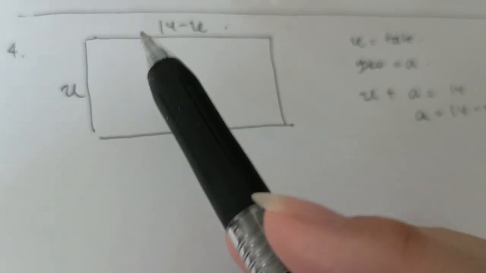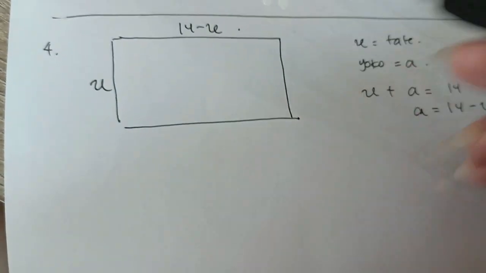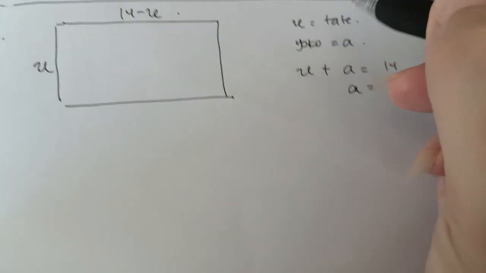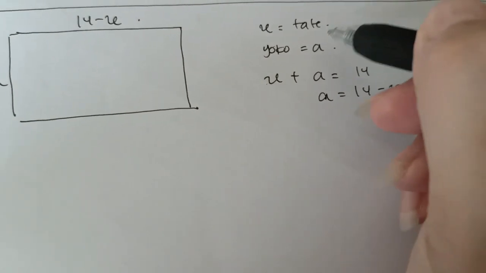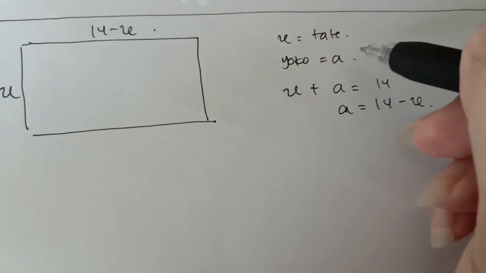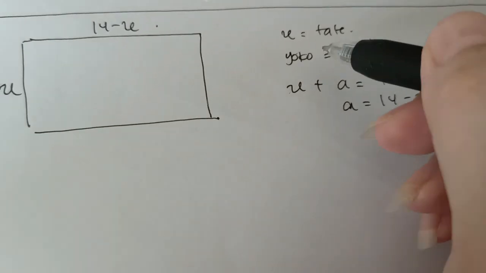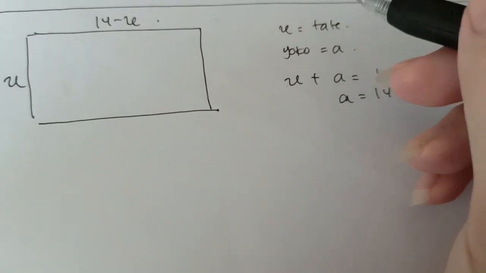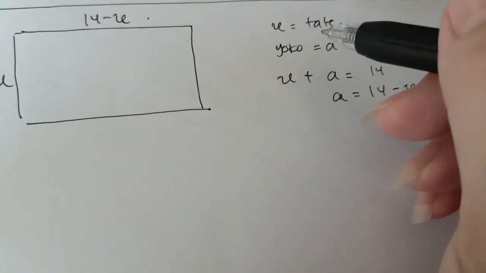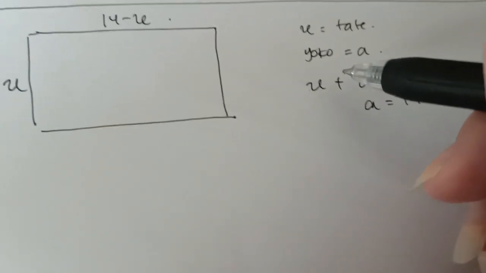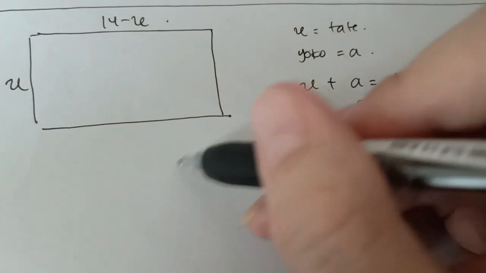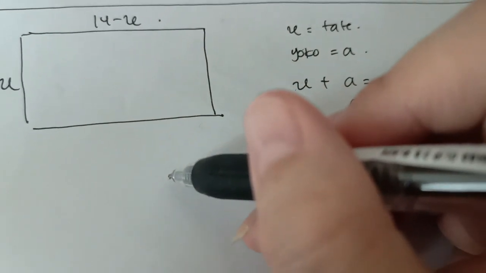Now let's draw the rectangular chohoke. So if this is x, we define x is the tate. Yoko, I call it A. It can be B, C, D, anything you want. But I'm going to use y over here. Why didn't I use the y? Because I want to use the y for calculating the menseki, so it's not going to confuse you.